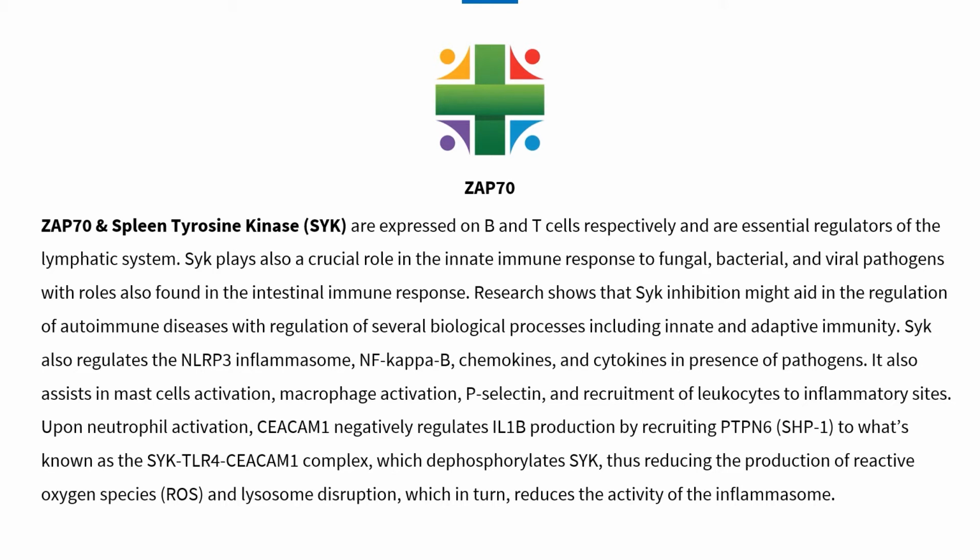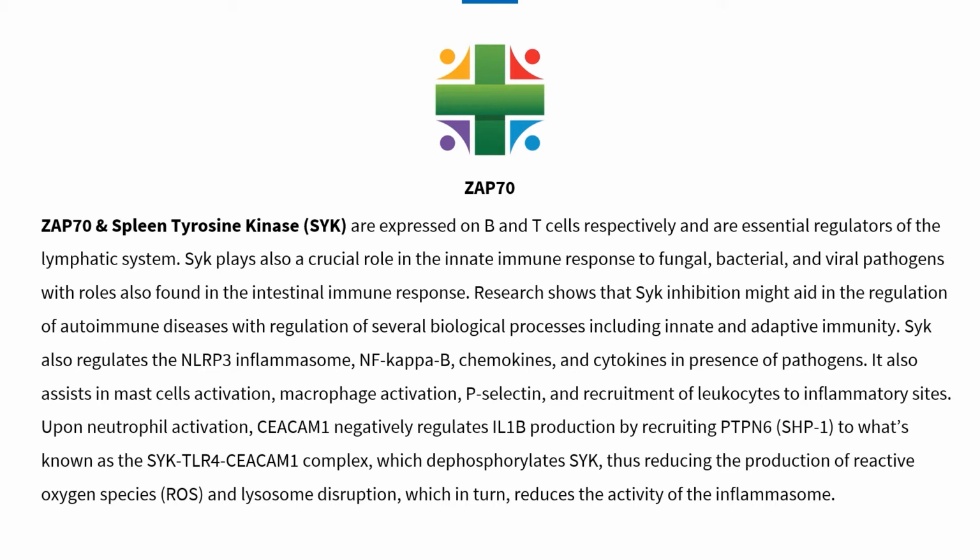ZAP70 and spleen tyrosine kinase are expressed on B and T cells respectively and are essential regulators of the lymphatic system. Spleen tyrosine kinase also plays a crucial role in the innate immune response to fungus, bacteria, and viral pathogens, with roles also found in the intestinal immune response.